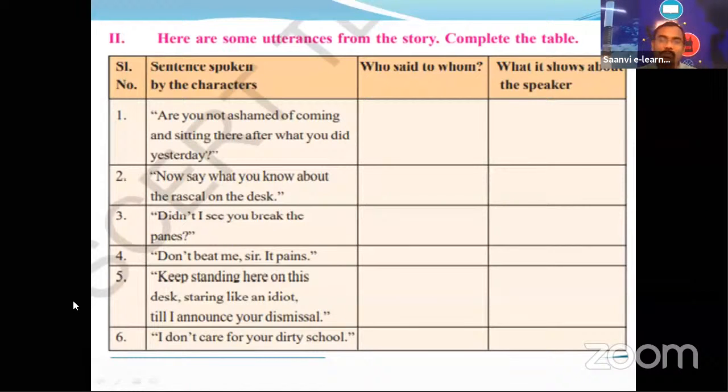What does it show about the speaker? Authority and anger. The headmaster was very angry, and he shows his authority over the children as well. So write there: authority and anger.